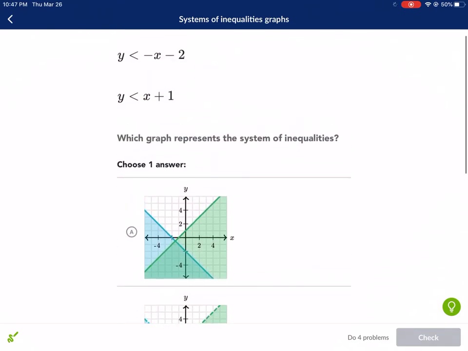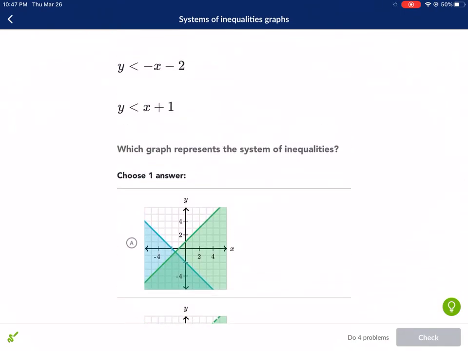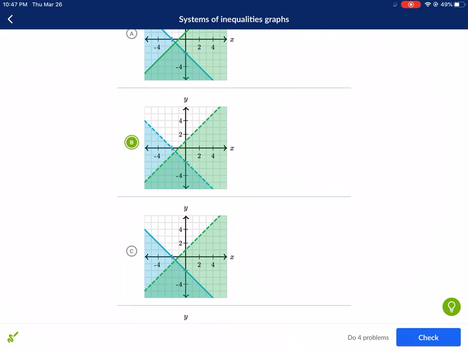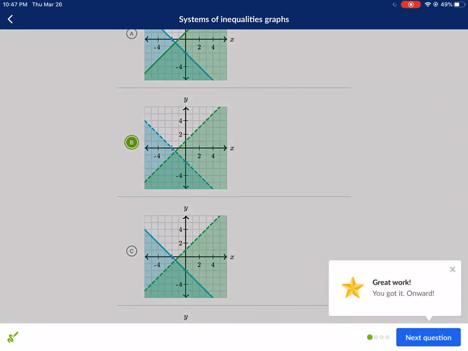Now, the quick way to do this problem would be to look at these two inequalities and say they're both less than and not less than or equal to. So both the lines need to be dashed. So clearly it's B, and you could have done that a lot easier by using what you know.